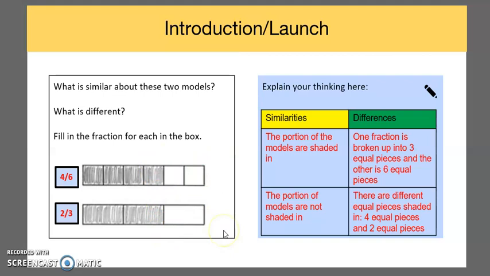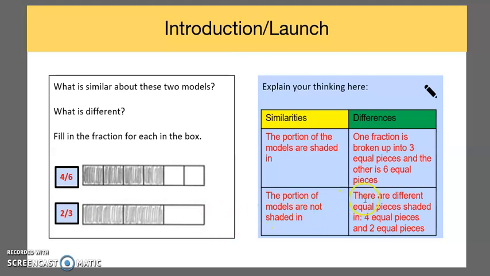Now let's look at some differences. One fraction is broken up into 3 equal pieces, and the other is 6 equal pieces. In the first one, we see that it's broken up into 6 equal pieces: 1, 2, 3, 4, 5, 6. And then on the bottom, it's broken up into 3 equal pieces: 1, 2, 3.